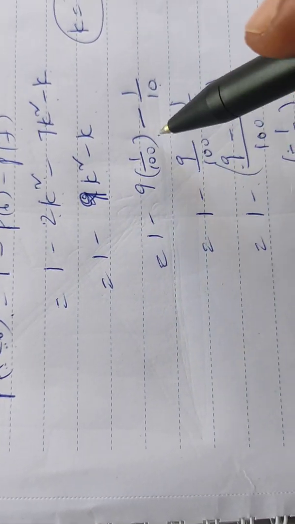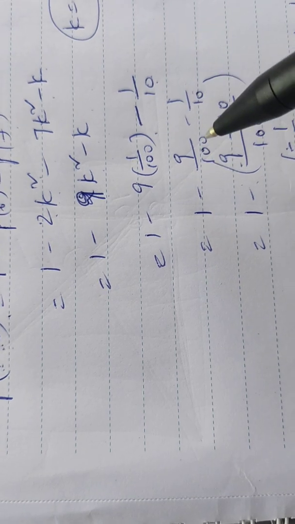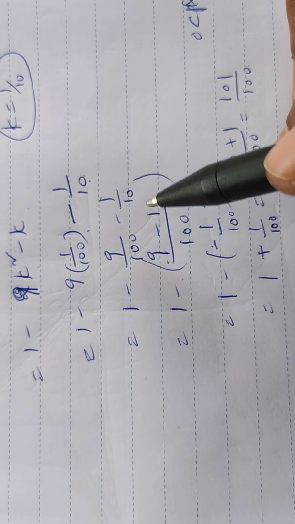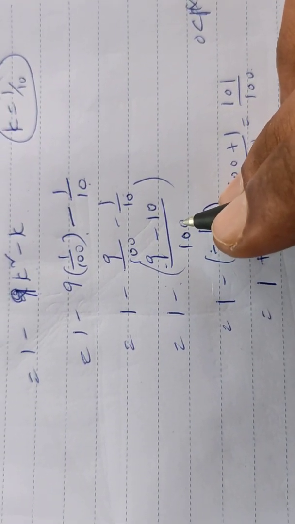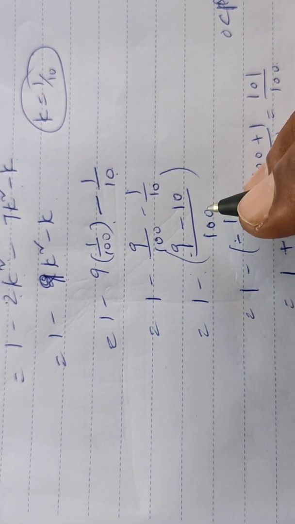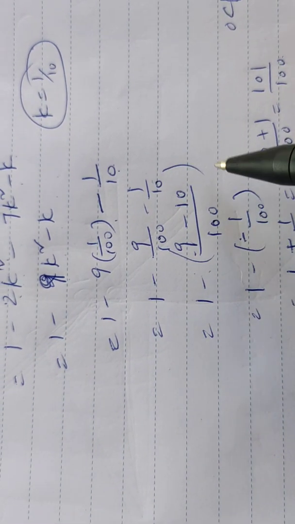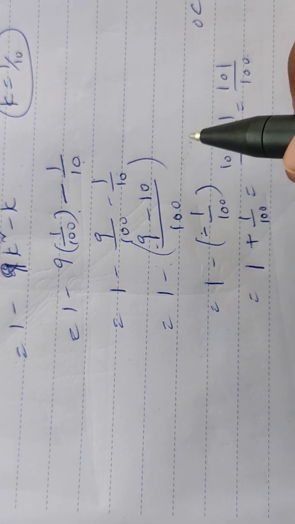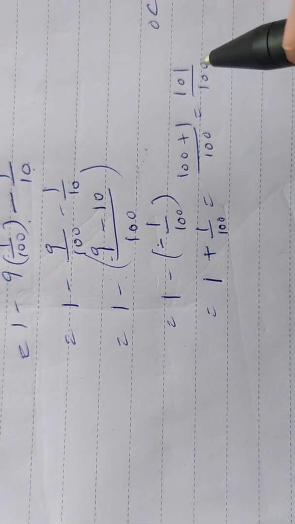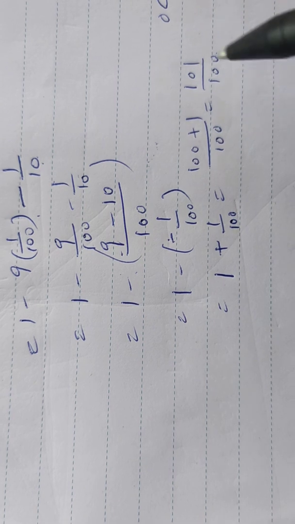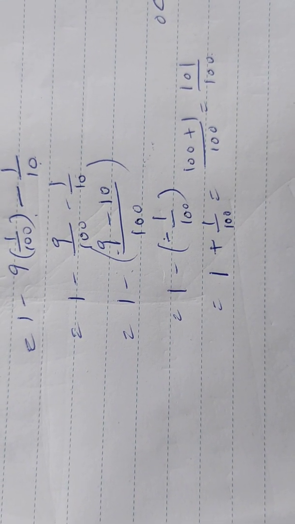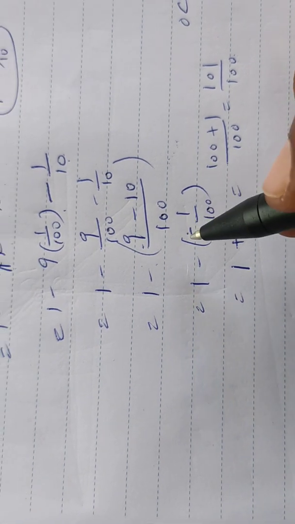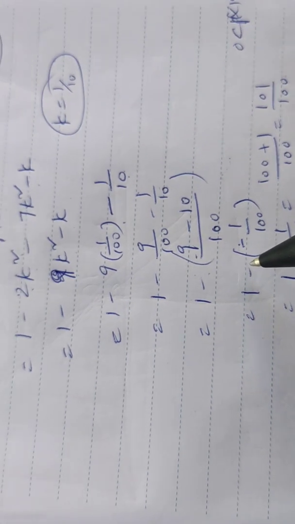K square is 1 by 100. So 9 divided by 100 minus 1 by 100, 9 is 9, minus 10 divided by 100. That is correct. Where did I miss? It should not be 101 by 100. It should be less than 100. Maybe a minus should come here.